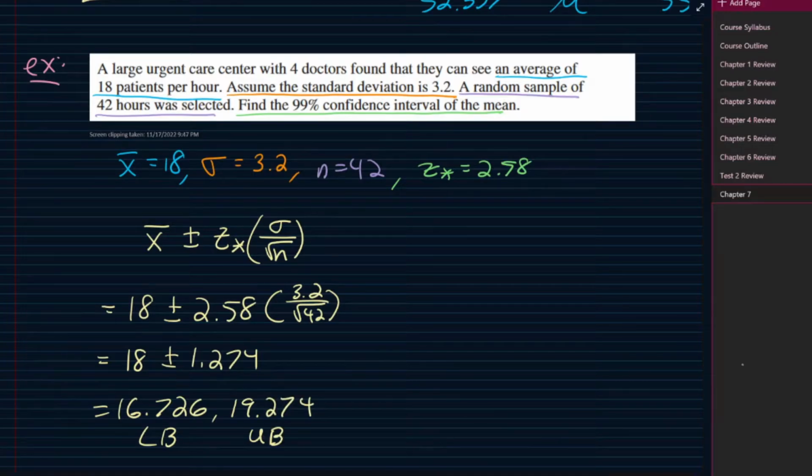So what we've learned here is that for the true mean of the population, not just the sample, we're 99% sure that the actual average of how many patients an urgent care center with 4 doctors would see would be between 16.726 patients and 19.274 patients.